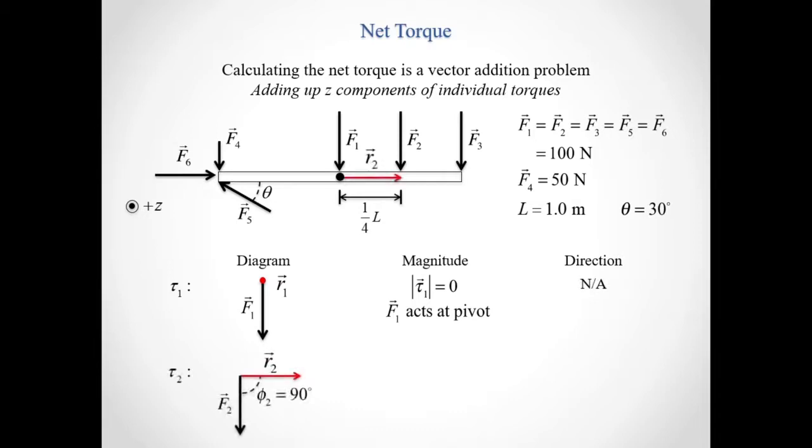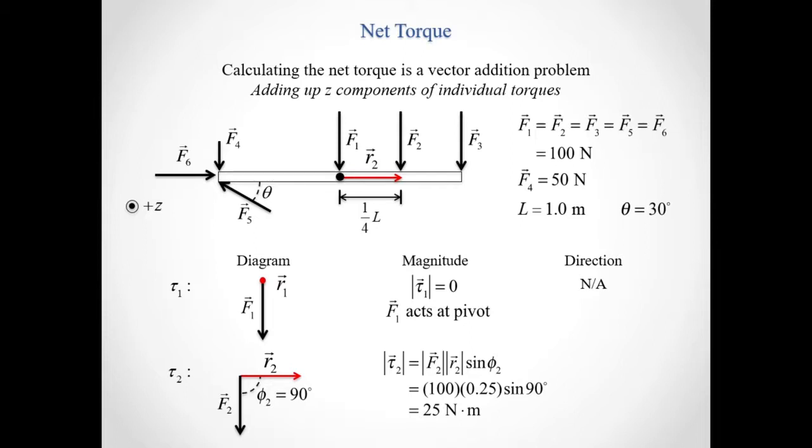Force 2, the position vector points to the right, the force points down, the angle between those is 90 degrees because I know that for forces 1, 2, 3, and 4, they're all acting perpendicular to the rod. Again, now that I know what that angle phi is between my two vectors, I can use my geometric approach to calculate what the magnitude of the torque is. And so the magnitude of the force, magnitude of the position vector, sine of the angle between them. In this case, that's 100 times 0.25 times the sine of 90. And so that's 25 newton meters for the torque generated by force 2.